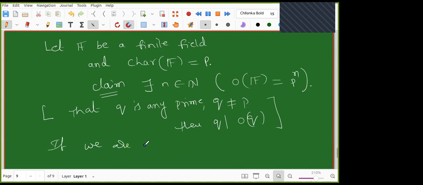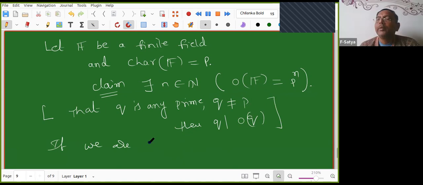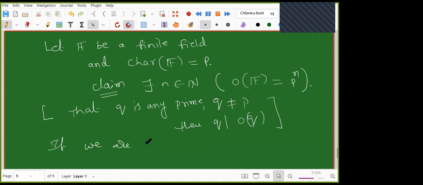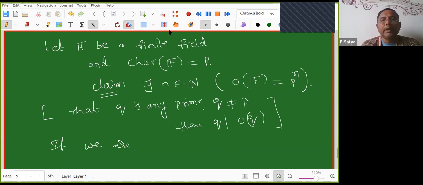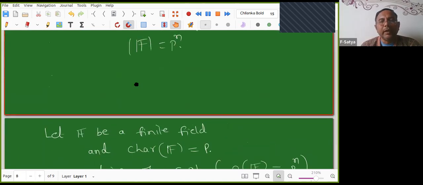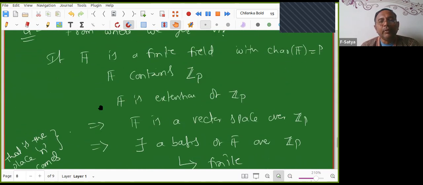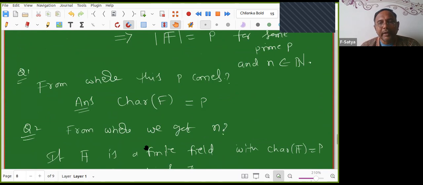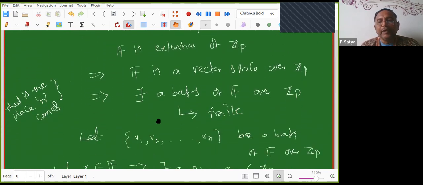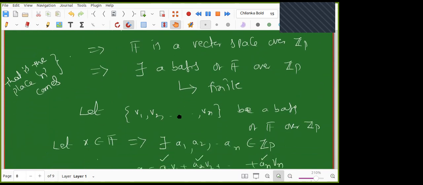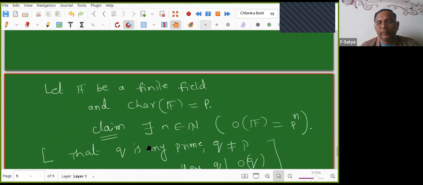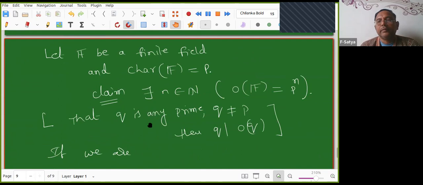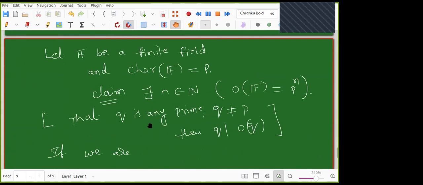But we already proved, what did we prove? That there are n choices for each a_i. No, that is done. See, this is one proof I have done. The proof is over. Order of F equals P power n is done. In this proof, I used the extension of fields, right? Field extension. I'm giving an alternate proof now. Are you okay, Amya? Okay, sir.